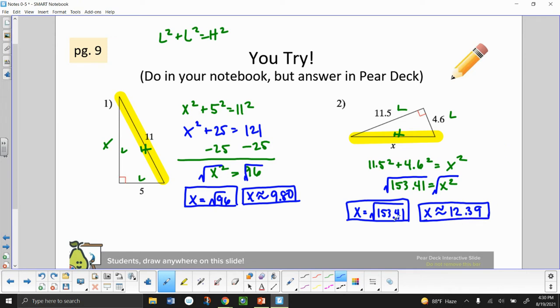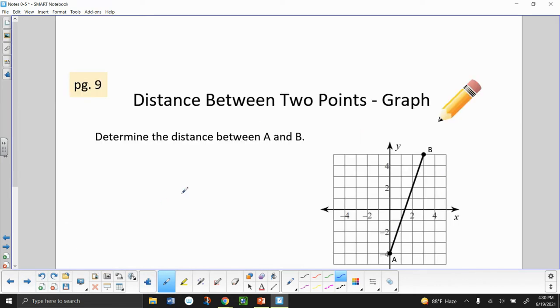Your exact answer is more precise, but your approximate answer gives you an idea of how long it is. One last thing you can check just to make sure you have the right answer. Remember that your hypotenuse is always the longest side, so when you check, you should make sure that your hypotenuse is longer than both of your legs.